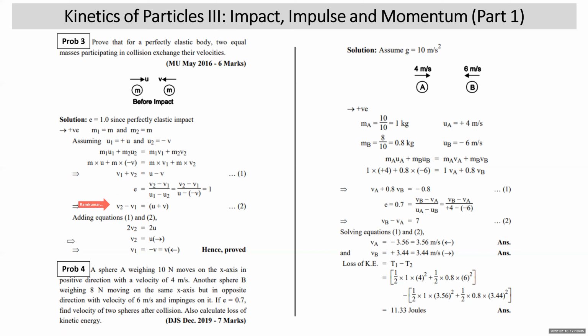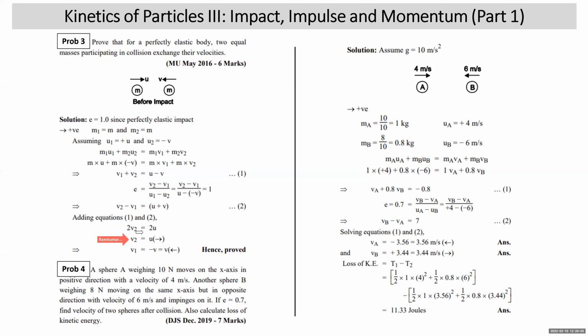All right. Solving the two equations, or adding the two equations, you get 2v2 is equal to 2u. That means v2 is equal to u. And then v1 comes out to be minus v. If you substitute the value of v2 in this equation, then you get v1 as equal to minus v. That means v to the left. So this proves that they exchange their velocities.